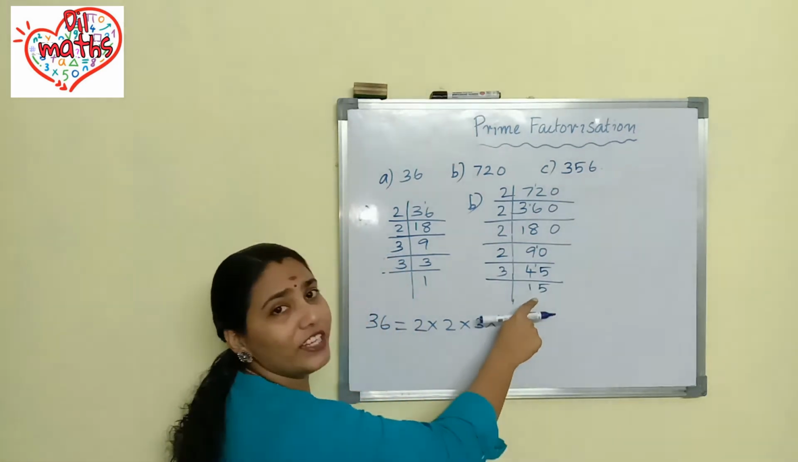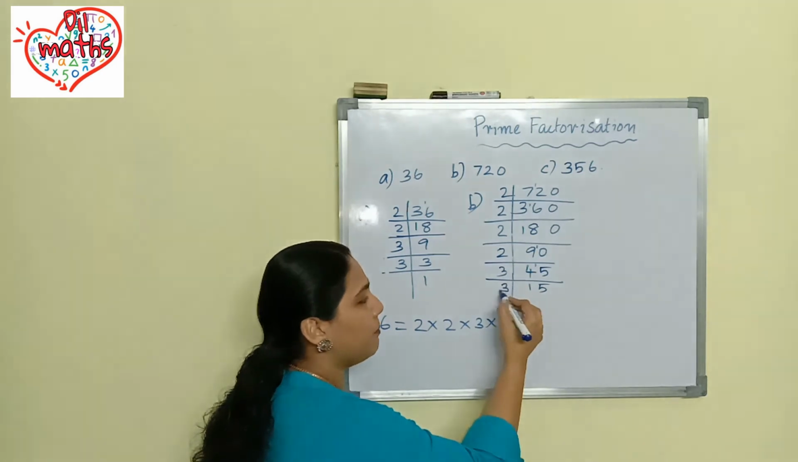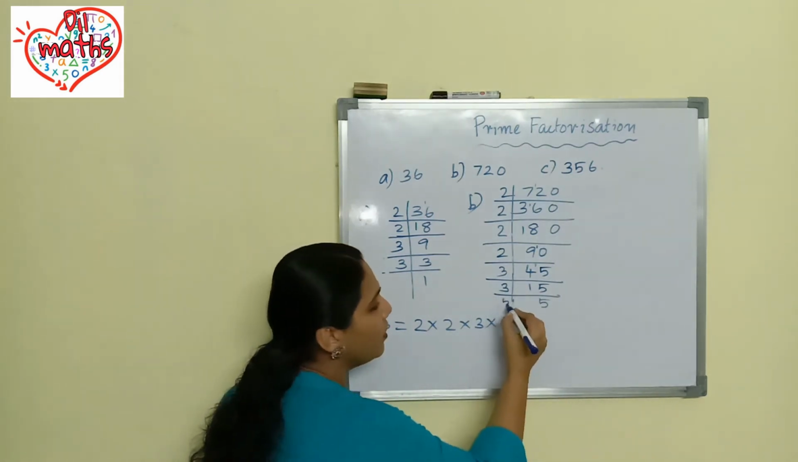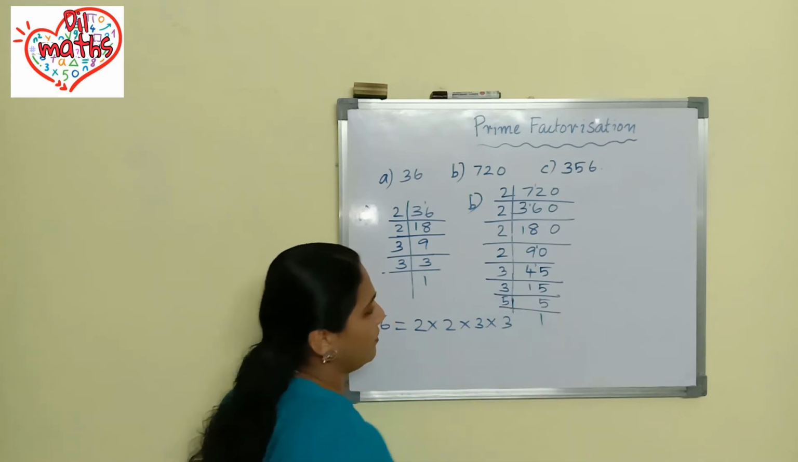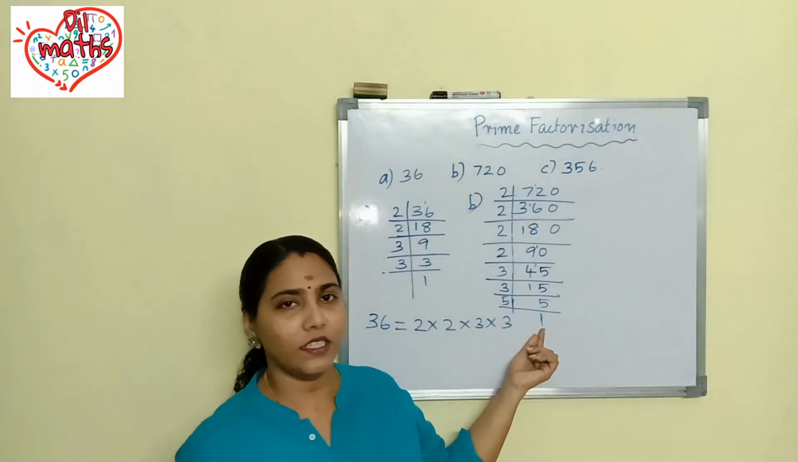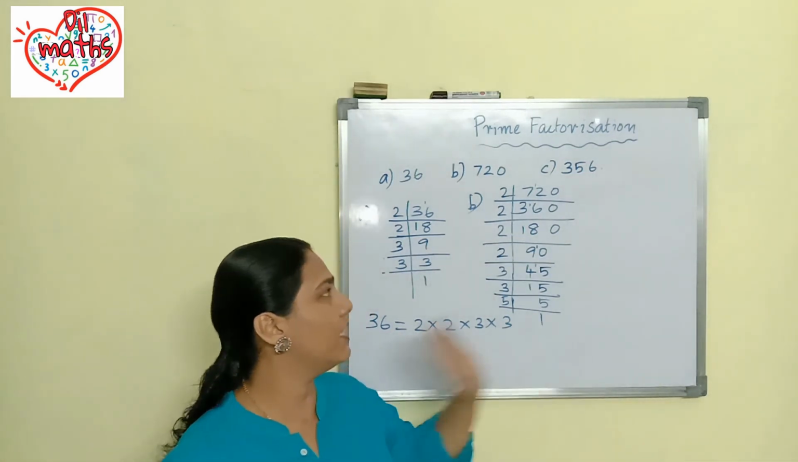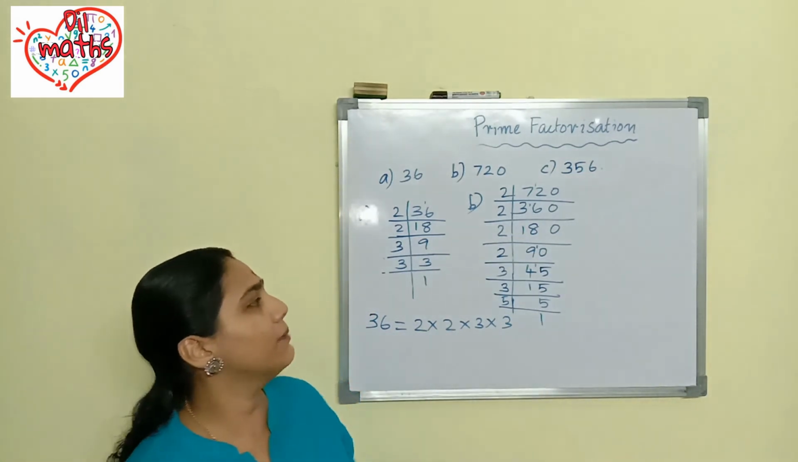Again we got 15. We know that 15 is in the 3 table, so we can divide that by 3. Again we got 5. 5 we can divide by 5. So we got 1 at last. That means the last number we got is 1. So we can stop here. So we got the prime factorization.